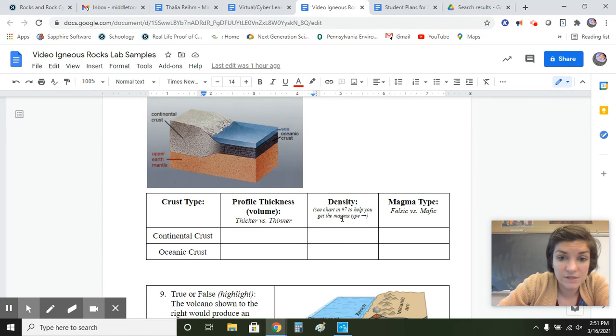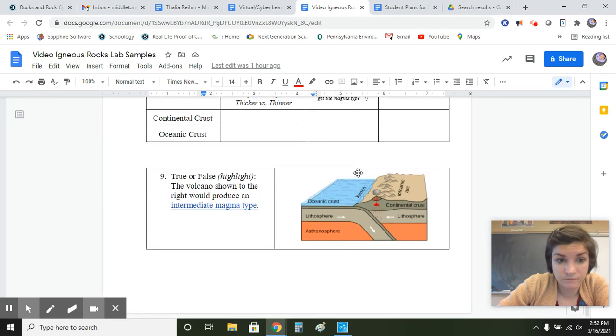You also, when it comes to the density, you could look and see how this continental crust has a larger volume. And if you remember how density works, the larger the volume, you need to think about how that affects the density. If you make the volume smaller, does that increase density or decrease density? That's another way you can think about it if you don't feel like scrolling up to the chart.